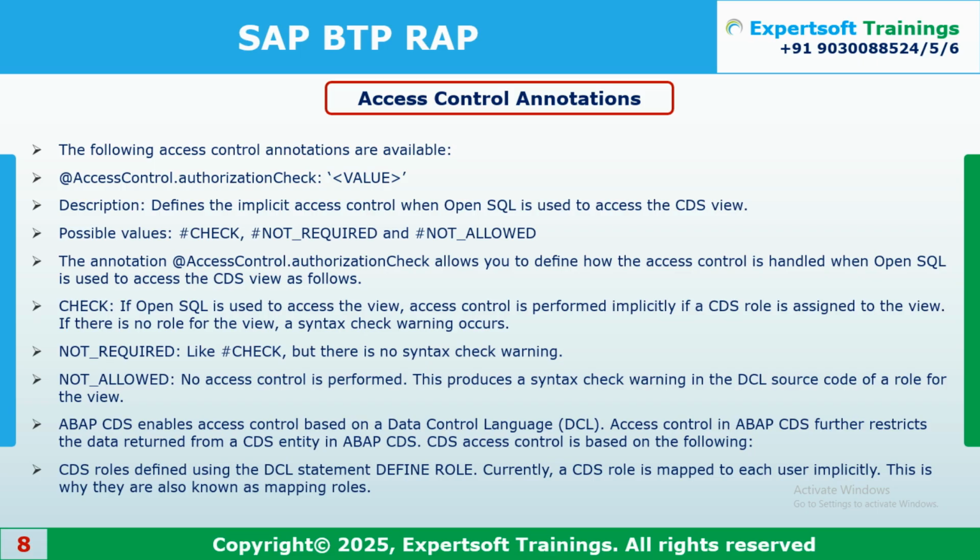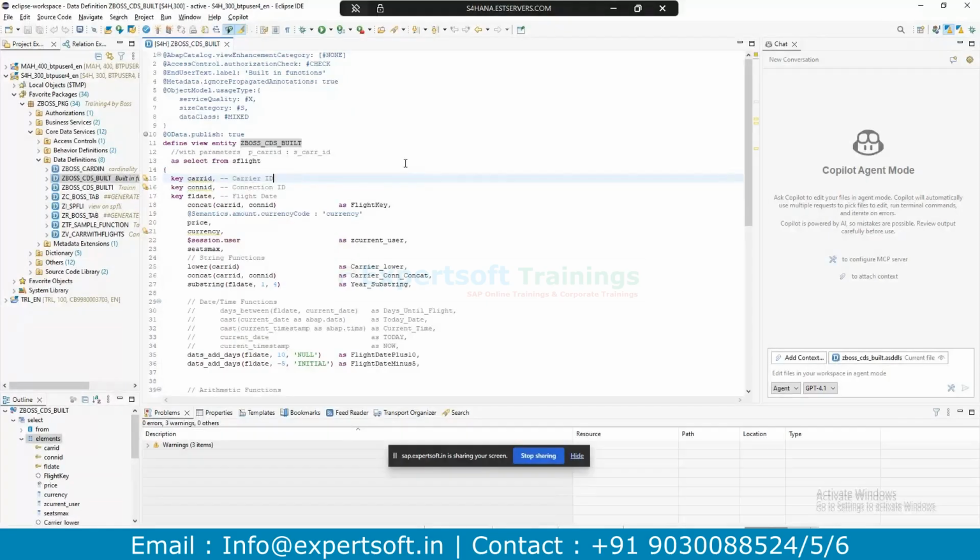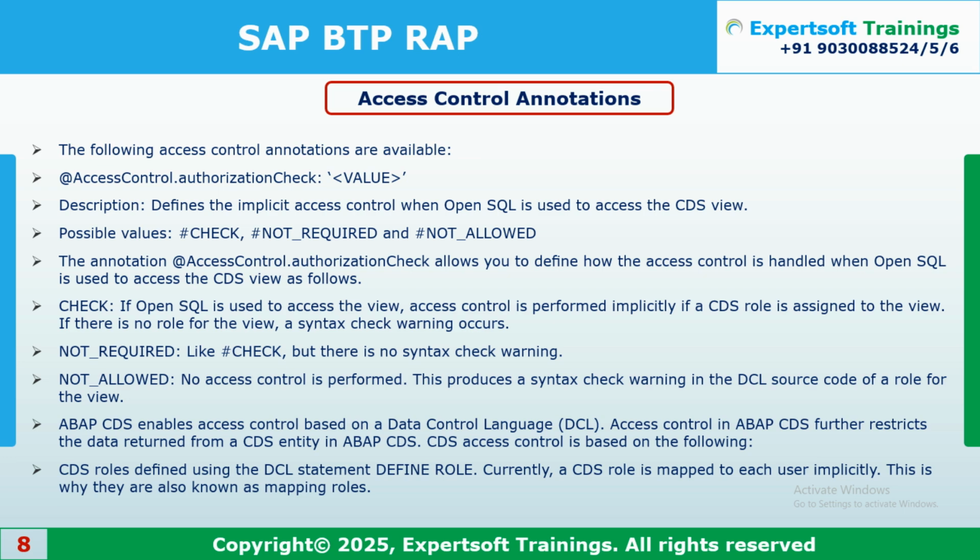So what is a DCL language? Whatever access control we create comes under the category of a DCL language. The CDS normal view entity we are creating is a DDL language, data definition language. I will show you. If it is creating the access control, it comes as DCL, data control language. It means the data is being controlled.